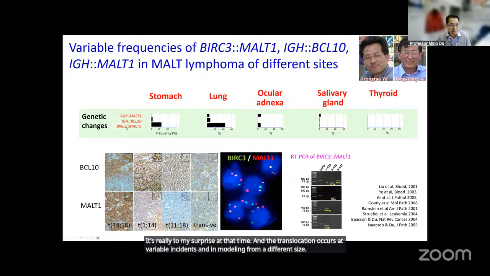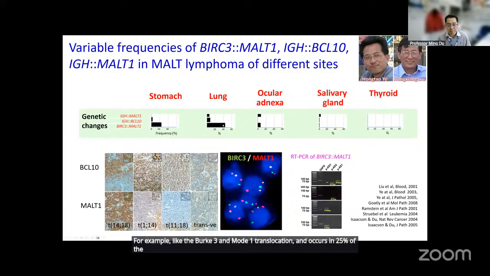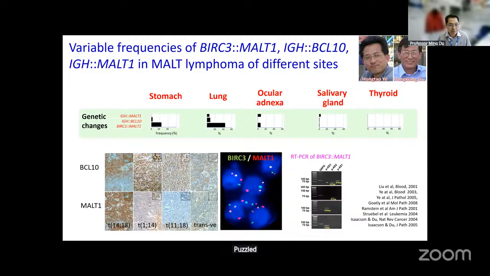For example, the API2-MALT1 translocation occurs in 25% of gastric MALT lymphoma and 40% of pulmonary MALT lymphoma, but is rarely detected in MALT lymphoma of other sites. I was really puzzled by this finding.